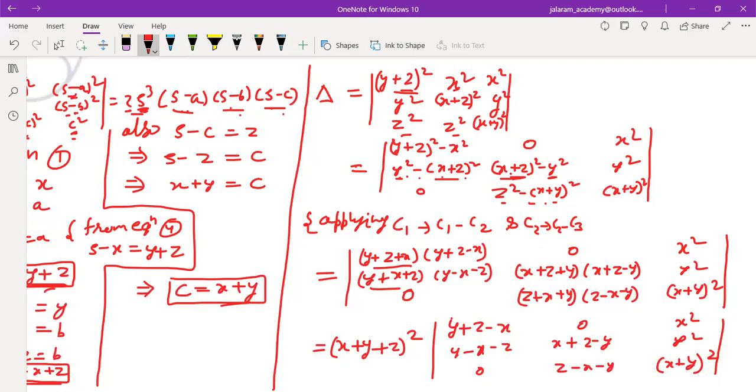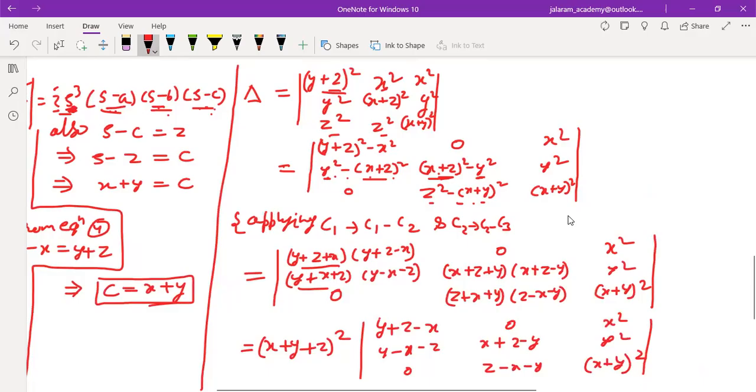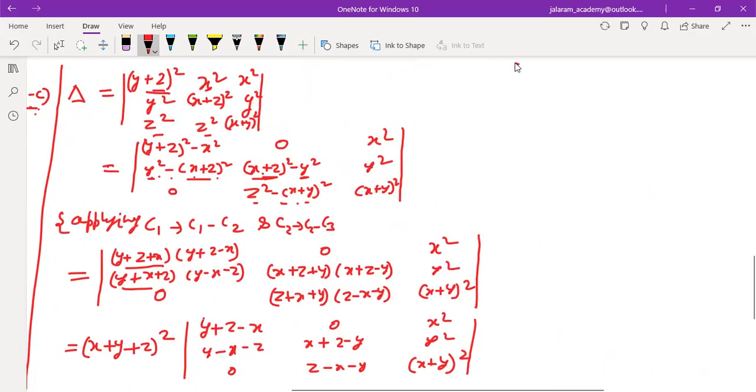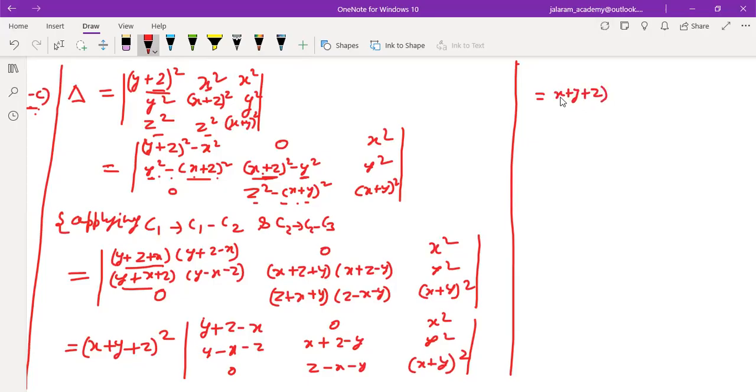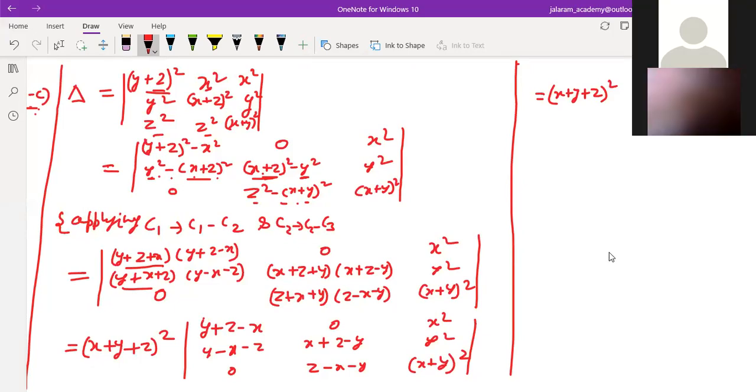And always keep it in mind, we have to put 2 in place of s, x plus y plus z whole cube into x, y, z. Go to the next page. Very lengthy question, but easy. x plus y plus z whole square, first of all, is written as it is. So what should we do now?